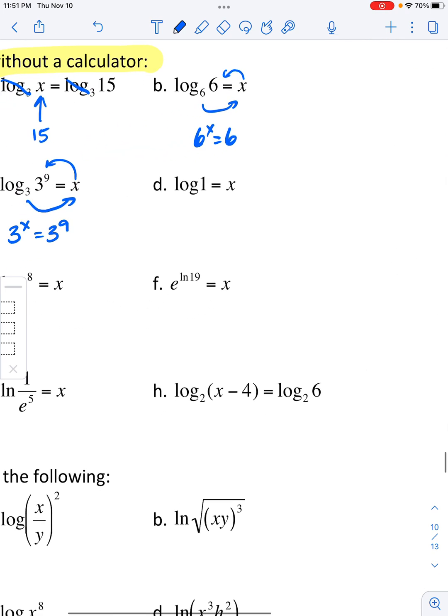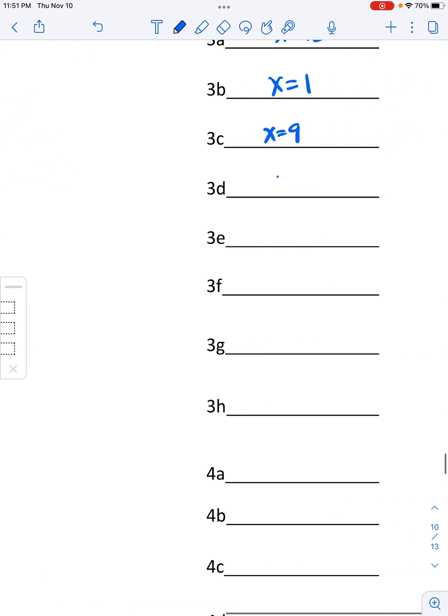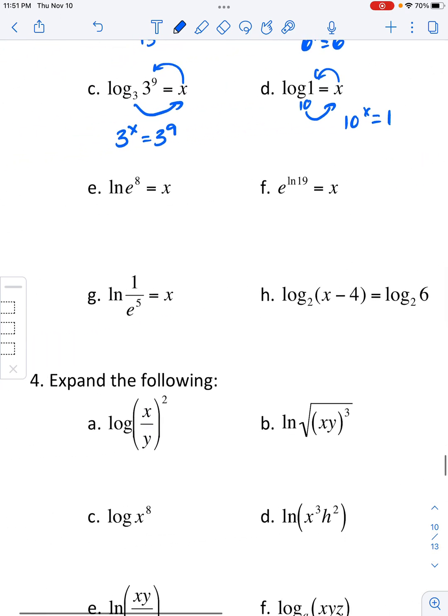And this one doesn't show a base, so it implies base 10. And it's asking 10 to what power is 1. And the only way that you can get a 1 out of that would be if the power was to be 0.